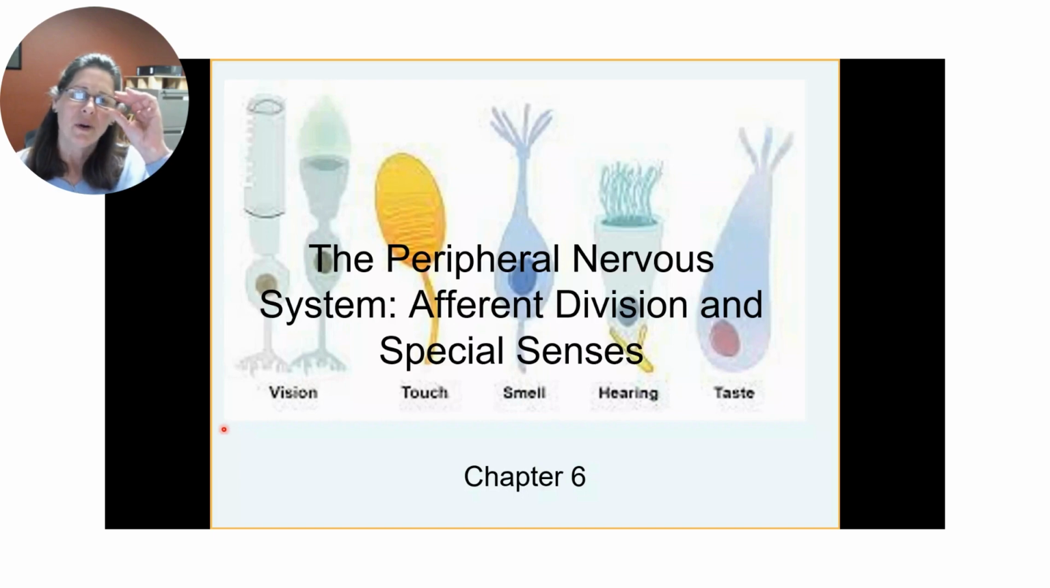Hi everybody. For this video we're going to go through different types of receptors, sensory receptors, and then we'll look at some special sense pathways. So this is found in chapter 6 of the Sherwood textbook.